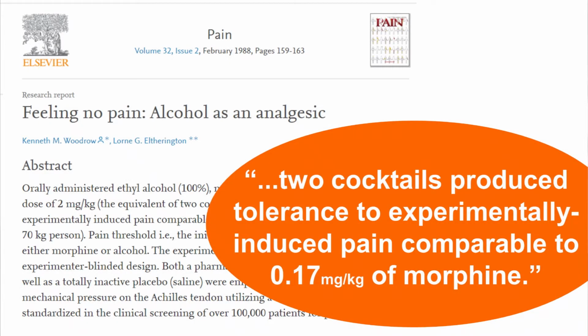There's a scientific journal that's actually called Pain, where they do research on pain. In one study called Feeling No Pain, Alcohol as an Analgesic, they took a bunch of volunteers and gave them alcohol, and then they looked at their sensitivity to pain. They found that 2 cocktails produced tolerance to experimentally induced pain comparable to a dose of morphine.